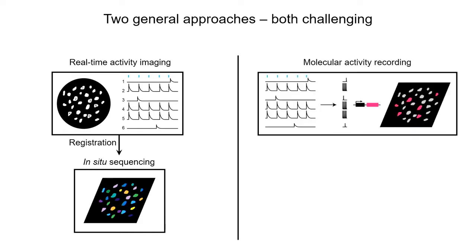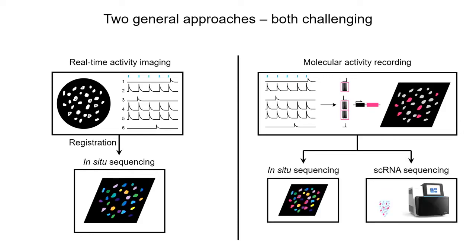The second approach, which is the approach that we're taking currently in the Ting lab, is molecular neural activity recording. Rather than looking at fast spiking dynamics, you can imagine integrating the number of spikes that occur during your time window of recording. Just in the neurons that exhibit high amounts of spiking, you turn on a transcriptional reporter. So you're recording a history of the activity of the neuron in the actual transcriptome. Then you can read that information out using, again, in situ sequencing, or in this case, single-cell RNA sequencing.